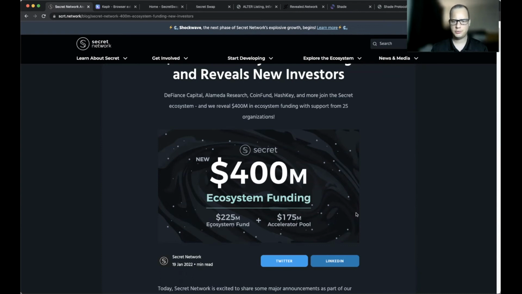Today I'm going to give you a rundown on how to utilize SecretSwap. The reason this is important is, A, the SEFI token is quite undervalued in my opinion, B, it opens your arsenal to other yield farming opportunities within the Cosmos, and C, they just announced about 2 weeks ago, as you can see here in this article on January 19th, a $400 million ecosystem funding program.